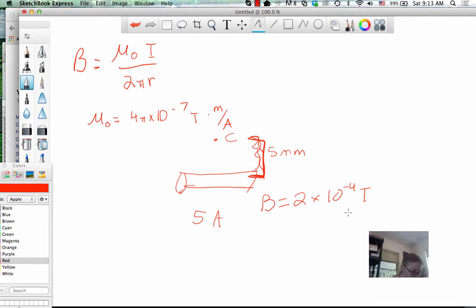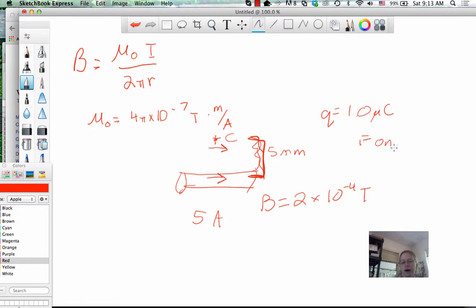Okay, using the same wire, let's assume that we have a positive charge right here at point C. This positive charge is moving in the same direction as the current, and the charge is Q equals 1.0 microcoulombs. And I would like to know the force on that charge.